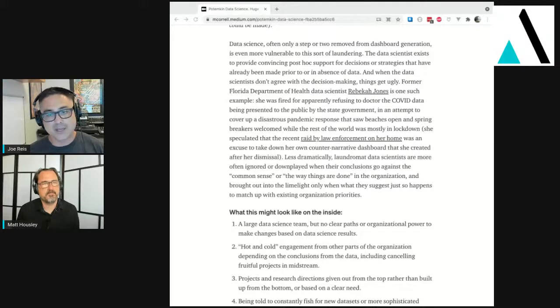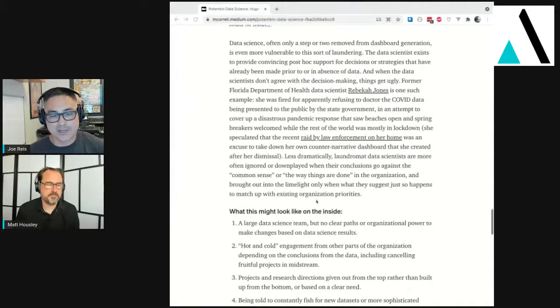So, data science is laundromat. I think this argument's a bit... It's modernized, but this has been going on for a long time. And what this might look like on the inside, let's go through this real quick.